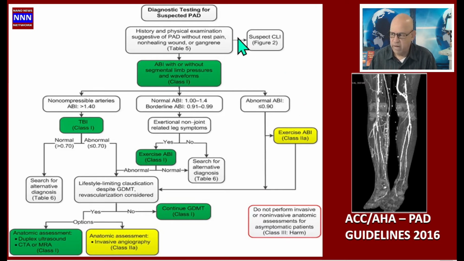Okay, let's start off with diagnostic tests for peripheral arterial disease. We've done the physical examination, we've taken the history, we have done the ankle brachial test with the segmental limb pressures if we have the machine available to do that one. Non-compressible arteries, that is the stiff calcified arteries, if the ankle brachial ratio is greater than 1.4, then we can do a tibial brachial index.